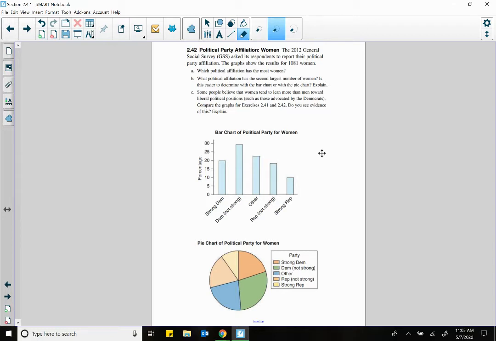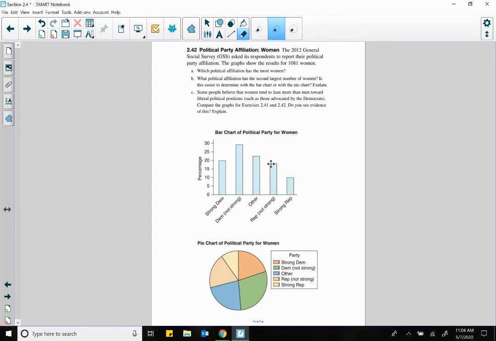Hopefully you said Democrats, not strong, because that is the highest bar. Okay? Now it says, what political affiliation has the second largest? Okay? So hopefully in this one, you can talk about that the second largest is other. Because you can see right up here, that's a little bit easier to see up here on the bar graph than it is the pie chart, that the other bar is definitely higher than the other ones.